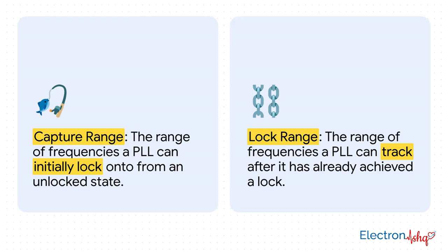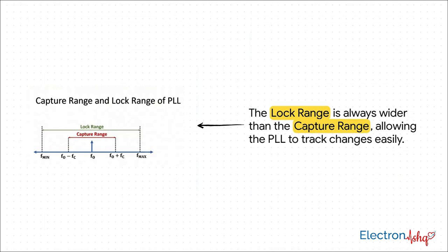But once you do get a lock, we start talking about the lock range, and that's the much wider window where the PLL can track any changes in the input signal without letting go. And this diagram really illustrates the concept perfectly. Right in the middle, you've got the VCO's natural frequency, F0. That narrow band around it, that's the capture range. The input signal has to land somewhere in there for the PLL to get that initial lock. But see how much wider the other range is? Once it's locked, it can track the signal all the way from Fmin to Fmax. That's the lock range. This whole design is what makes the lock so incredibly strong and hard to break.